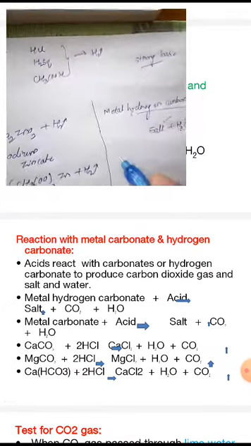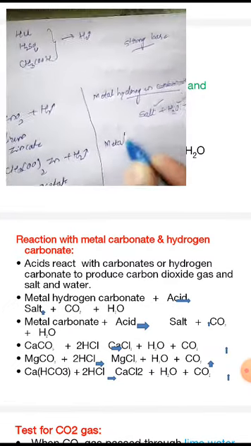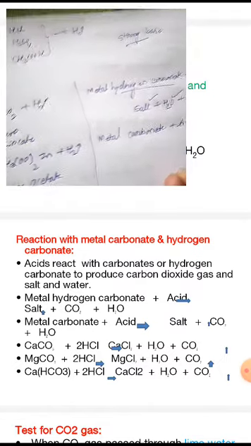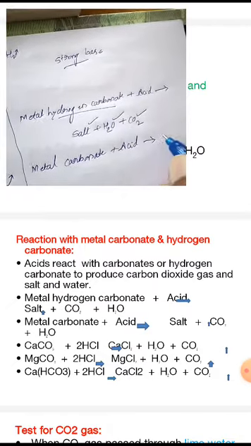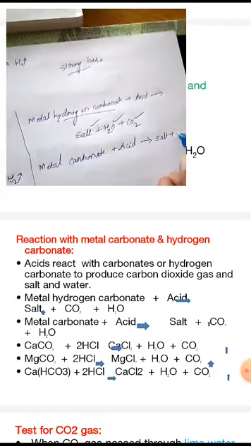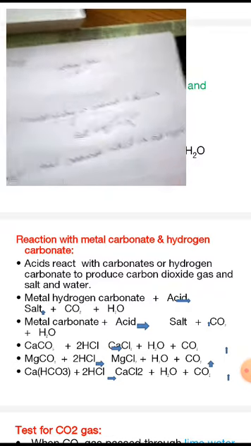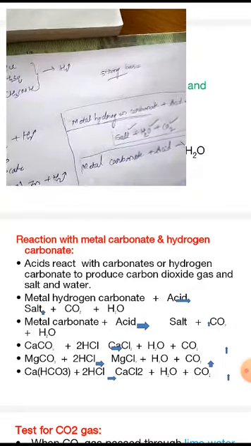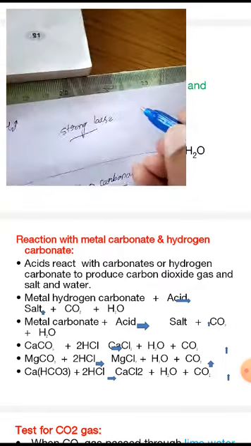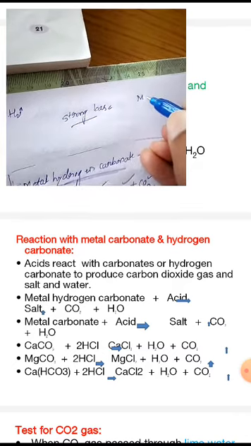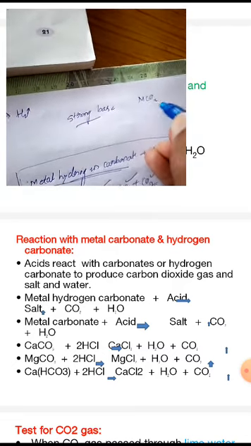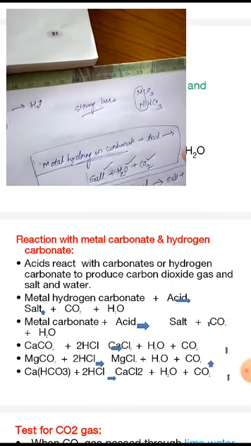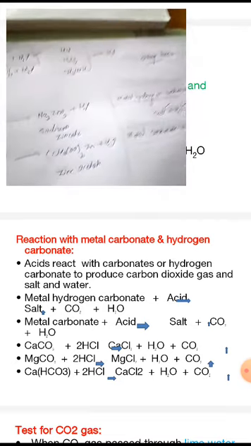Okay. Another general formula: metal carbonate reacts with acid, it produces salt, water, then carbon dioxide. You have to remember these two general formulas. Here I will write generally metal M carbonate, CO3, and M HCO3. Here M means you can take sodium or calcium. Okay, let's see a particular example.